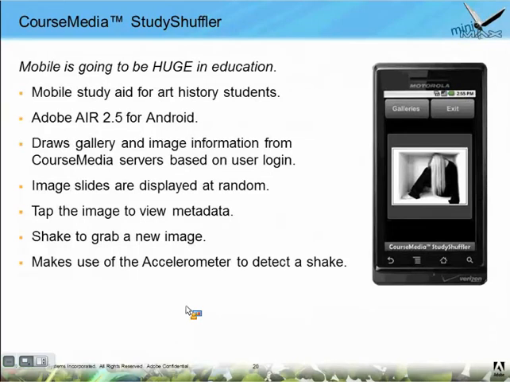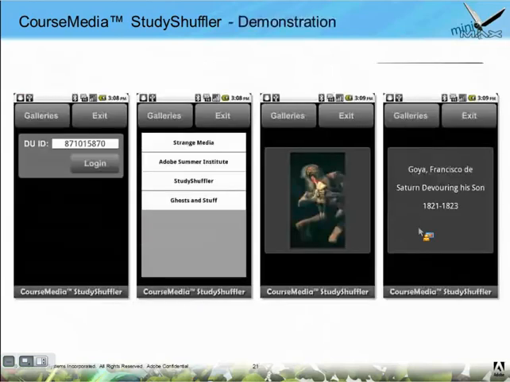It draws the gallery and media information from the exact same repository that course media gets its information from. The slides are displayed at random, and you can tap each image to get the actual metadata for the image that these people in like Art History 101 care about, which is author, title, and date, right? If you want to grab a new random image, you just give it a little shake. Accelerometer kicks in, it grabs a random image and displays it for you. Basically what you do is you just go in there and you choose a gallery from your collections, and it just starts serving you stuff.